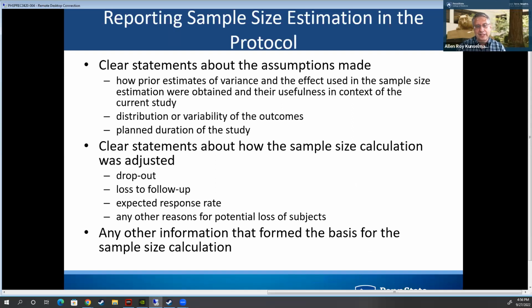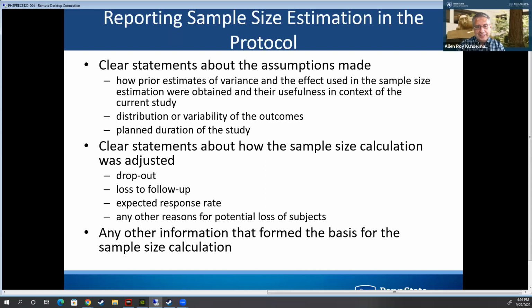Planned duration of the study. So how long is the study going to take? Clear statements about the sample size calculation. Was it adjusted for dropout, loss to follow-up, expected response rates, and other things like bias? Any other information that formed the basis for the sample size calculation.